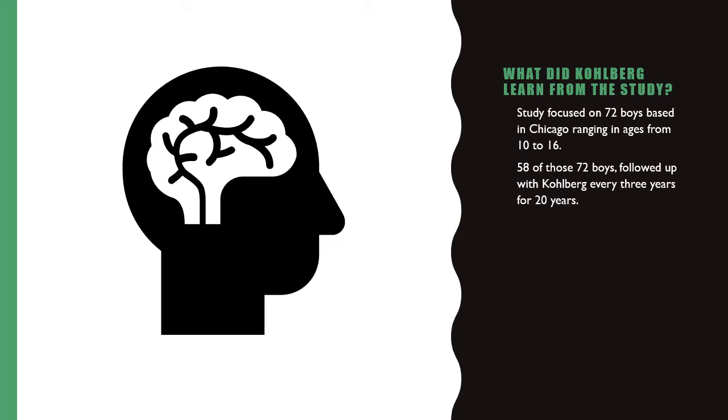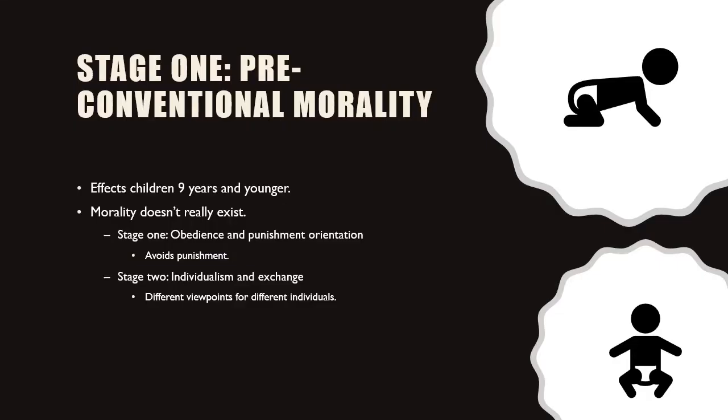And what Kohlberg found was that people fell into different stages of moral development at different points in their lives. The first stage that Kohlberg noted in moral development theory is the pre-conventional morality stage. This stage affects children 9 years and younger. In this situation, morality hasn't really developed and doesn't really exist at this point. This stage is broken into 2 sub-stages. In stage 1, you have obedience and punishment orientation.